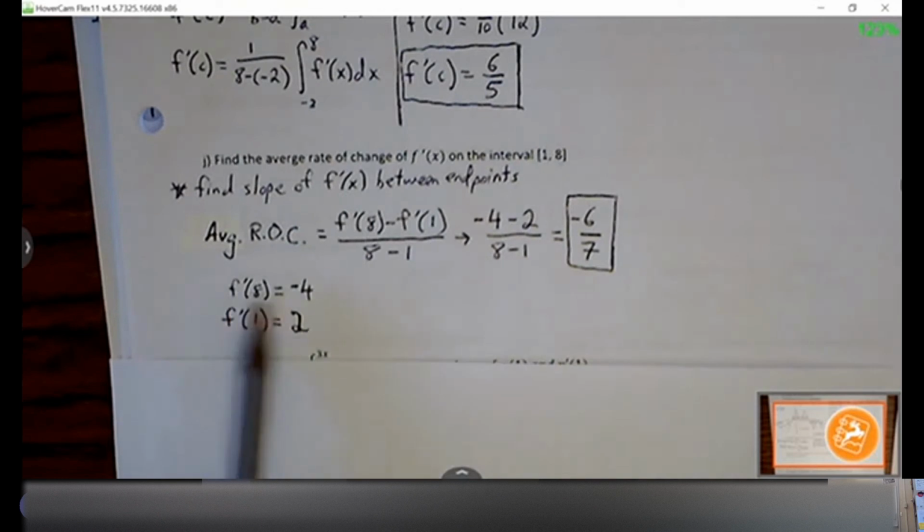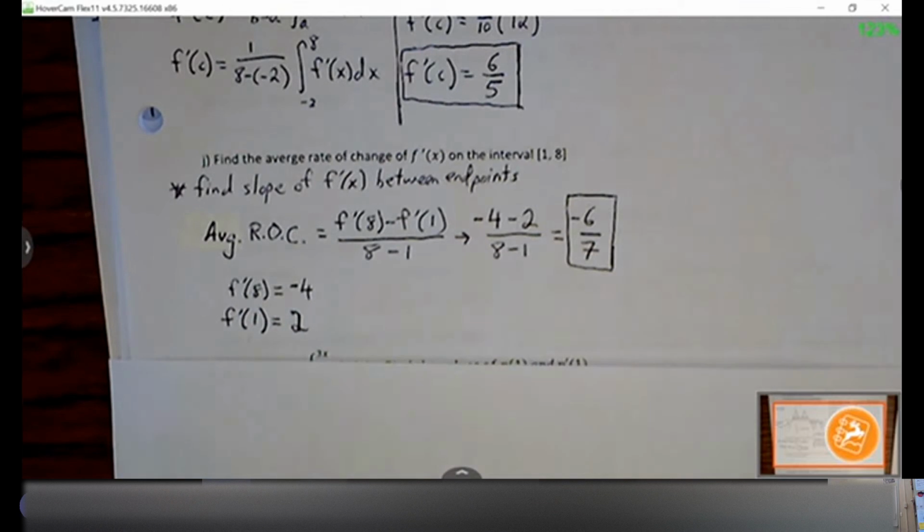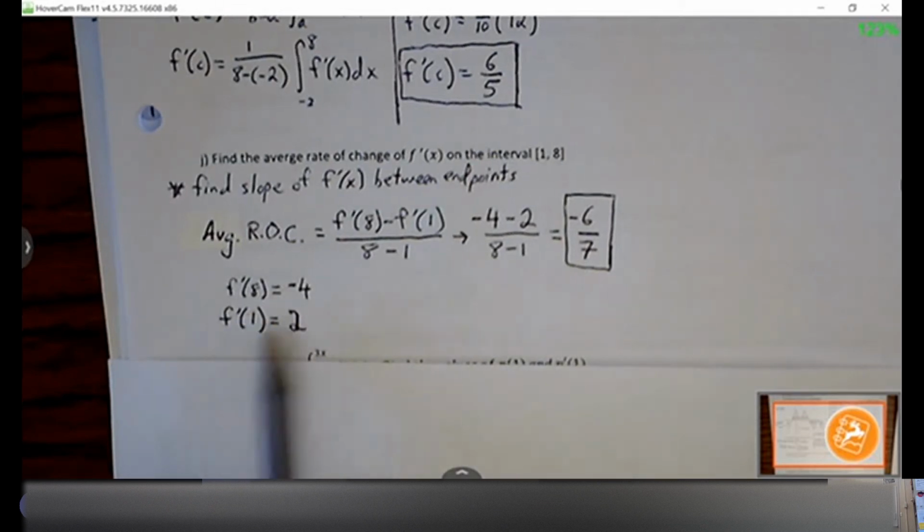So I have ordered pairs. F prime of 1 is 2, f prime of 8 is -4. That just comes directly from my graph. And I just do change in y over change in x.